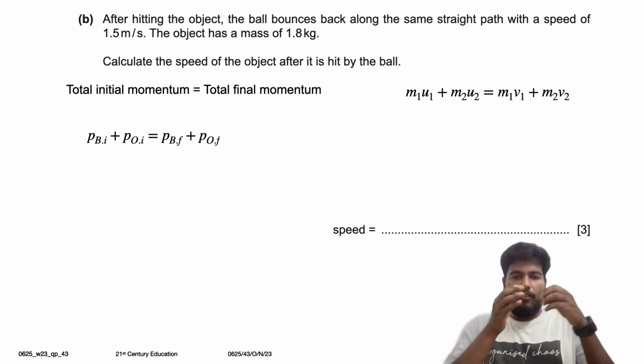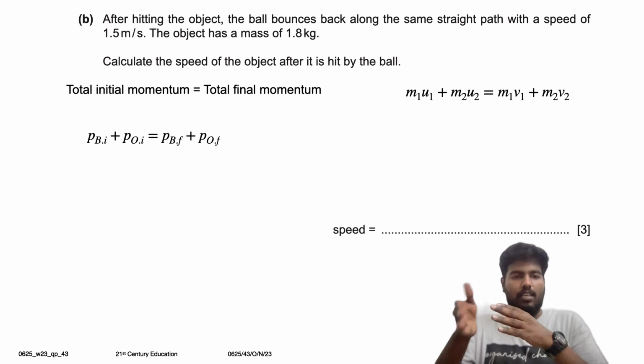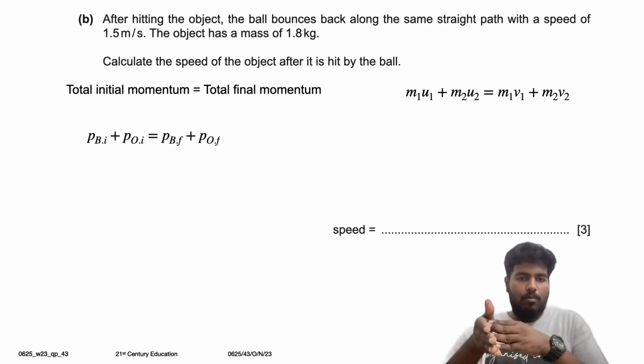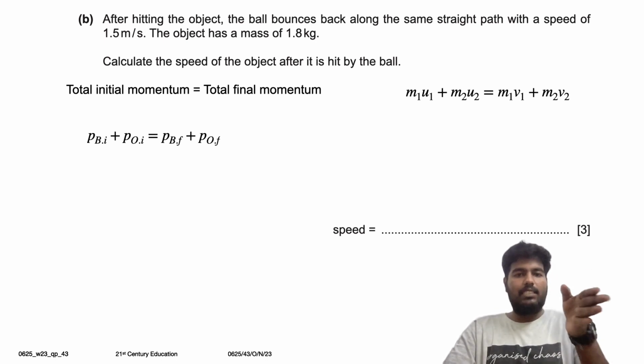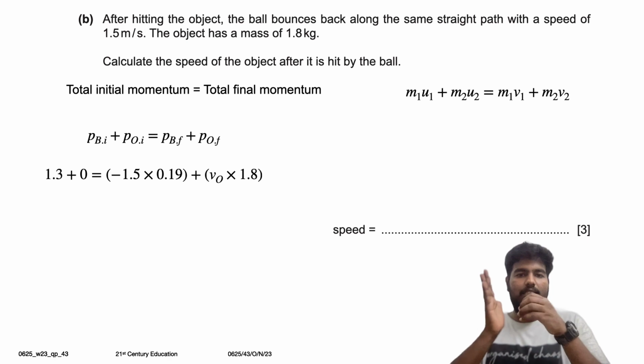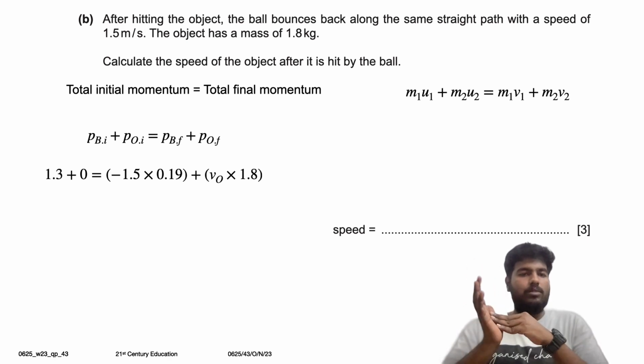So the initial momentum of the ball plus the initial momentum of the object is equal to the final momentum of the ball plus the final momentum of the object. We just found the initial momentum of the ball as 1.3, and the initial momentum of the object is 0 because initially it's stationary, its velocity is 0. So it doesn't matter what mass it has, its momentum is 0.